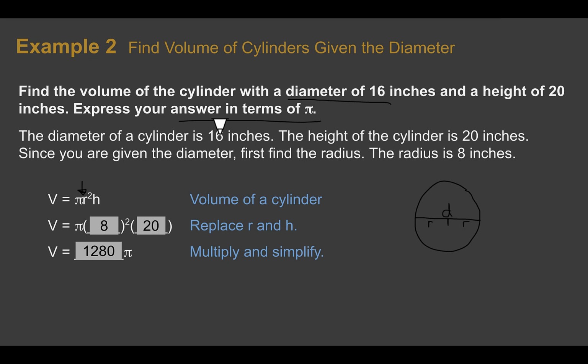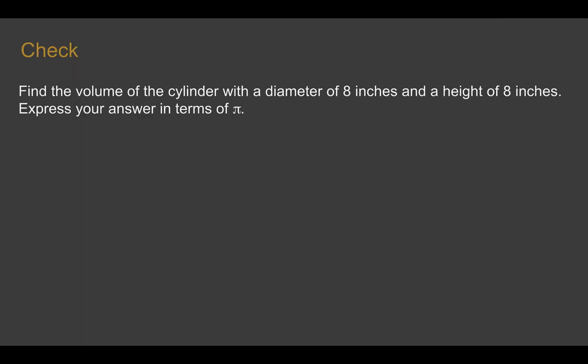And again, it told us to leave our answer in terms of pi, so we are done. Our volume is 1,280 pi cubic centimeters. Check your understanding. Read through the situation and find the correct volume. Pause the video now and complete the check.